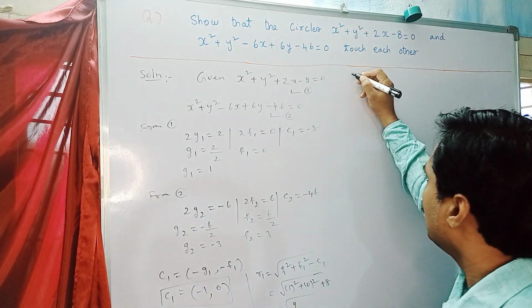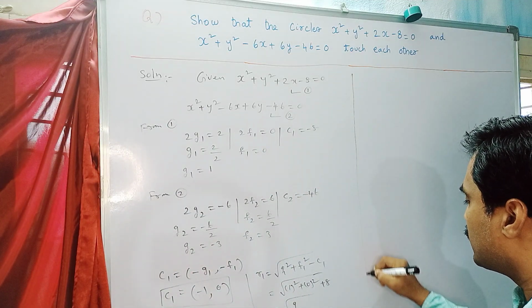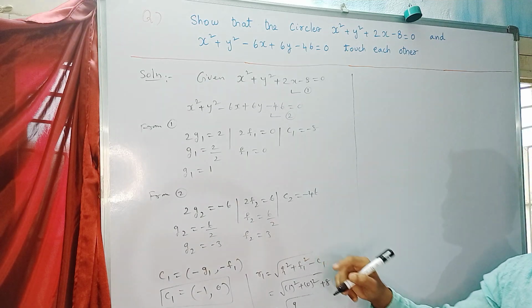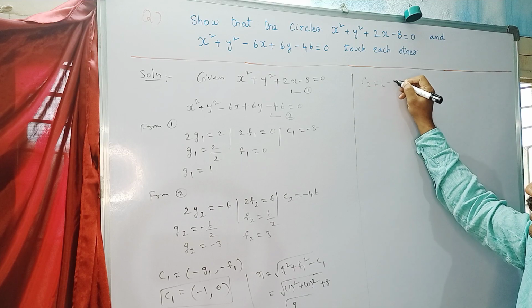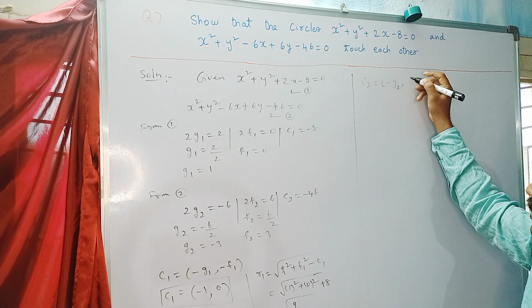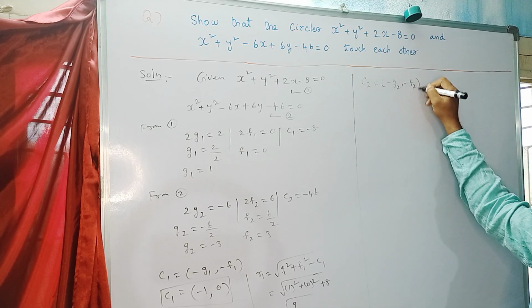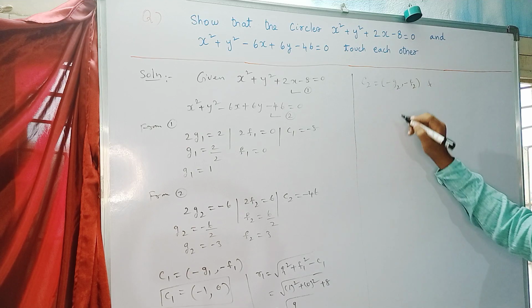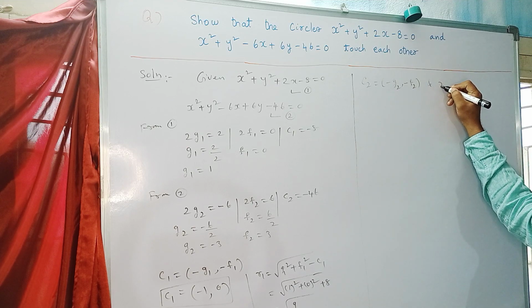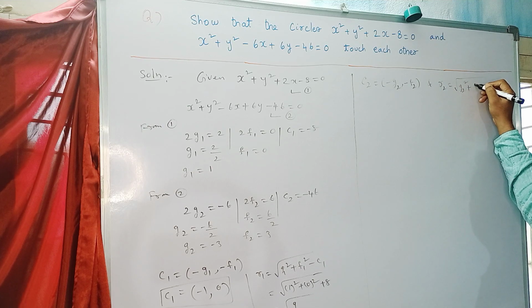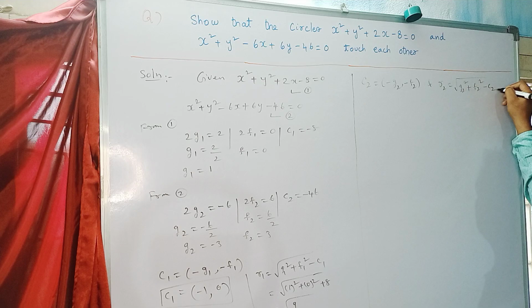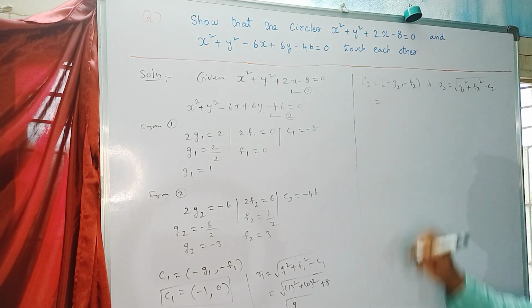Next thing you need to find the center c2 from second equation of circle and r2 from this. So c2 equal to minus g2, minus f2, and so what is r2 here? r2 equal to square root of g2 square plus f2 square minus c2. So center c2 is minus g2.